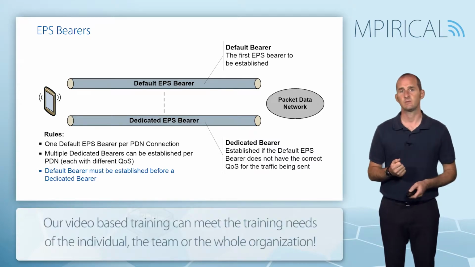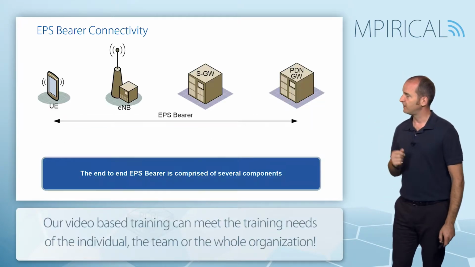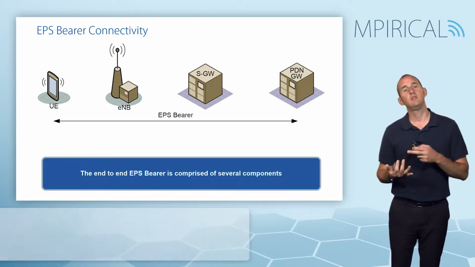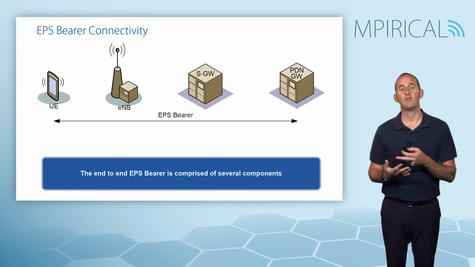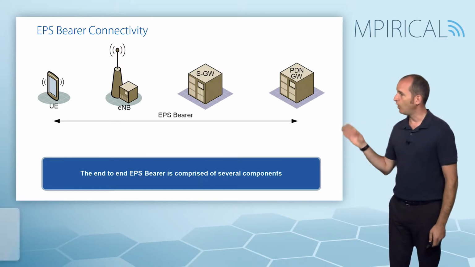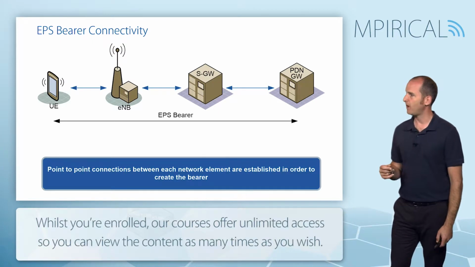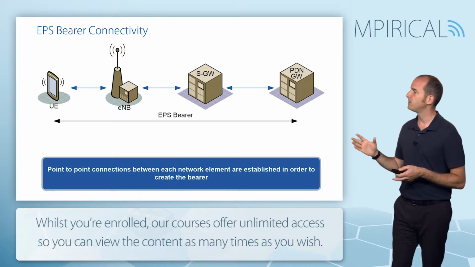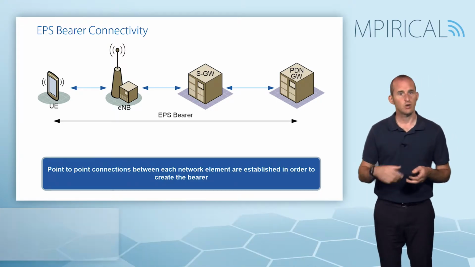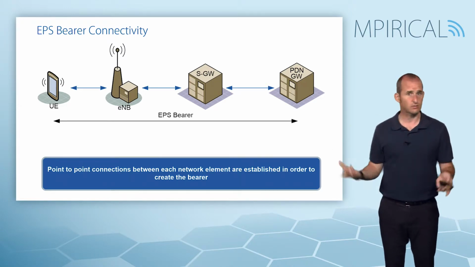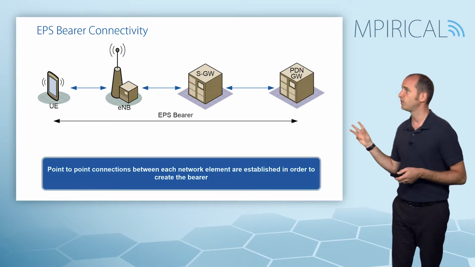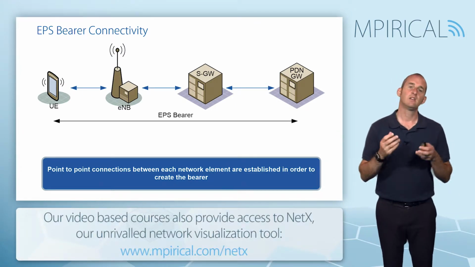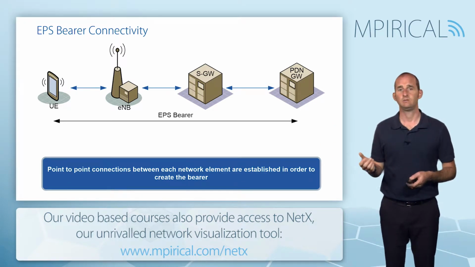context in GPRS. Now, in terms of the connectivity in the network, you can see the end-to-end bearer is comprised of the mobile, the eNode B, the serving gateway and the PDN gateway. And in order to actually establish that EPS bearer, what you actually need to do is set up point-to-point connections between each of the network elements that are involved. So every time you set up an EPS bearer, for every subscriber, you need to set up these three separate connections. Phone to eNode B to serving gateway to PDN gateway.